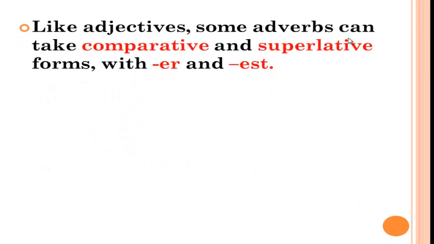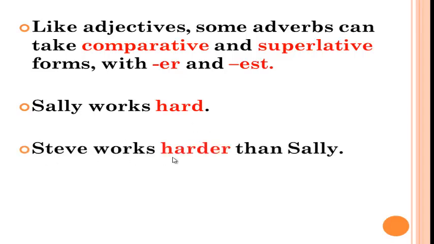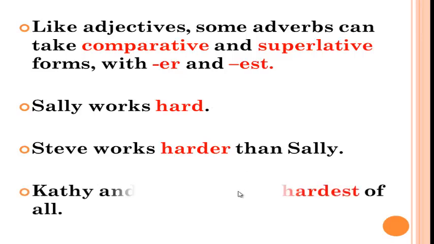Like adjectives, some adverbs can take comparative and superlative forms with er or est. We use er with the comparative form and we add est to the adverb with the superlative form. Here we have some examples. Sally works hard. Steve works harder than Sally. We added er here because we have two, Steve and Sally, to make the comparative. Kathy and Sue work the hardest of all.